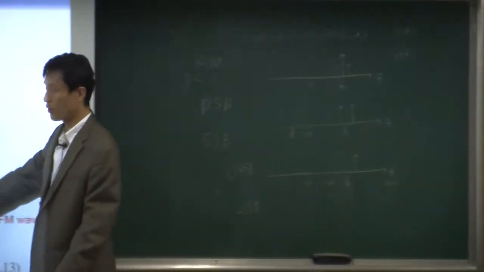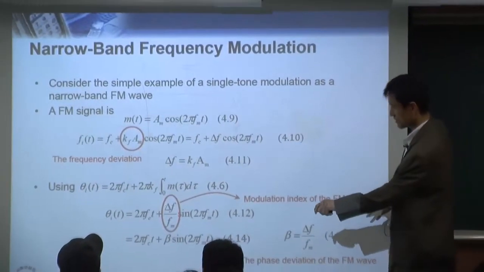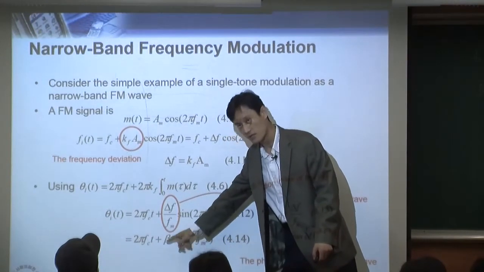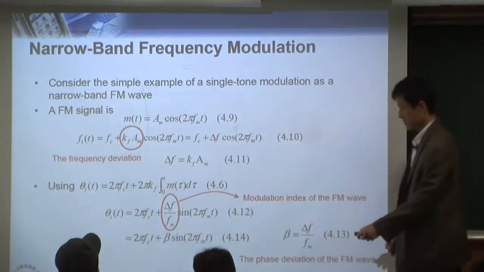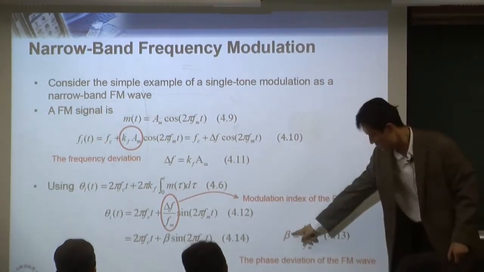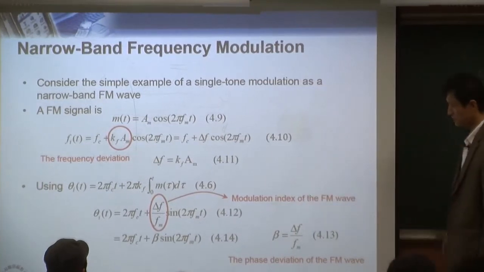You can basically change the value of the modulation index in order to balance the energy between these two. Now in FM, we also have a modulation index. We can simply call this one beta, and this beta is the modulation index. Beta equals delta f divided by fm. That's the modulation index.